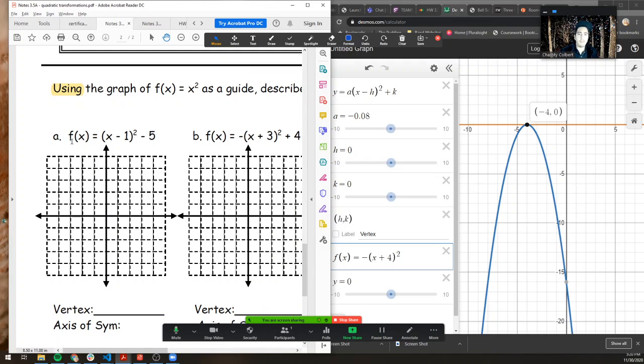So here you have this graph, f of x equals (x minus 1) squared minus 5. So immediately you can tell the vertex. The vertex, if it's x minus 1, opposite of that, so the positive 1, minus 5, so it is minus 5. There's your vertex.